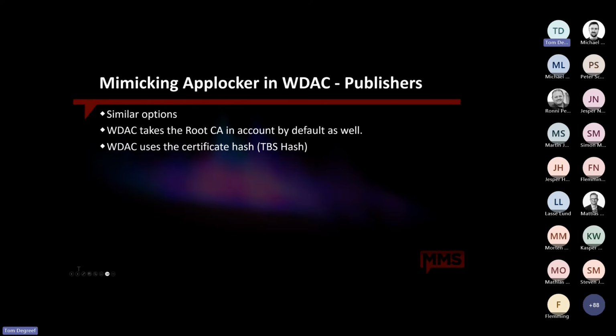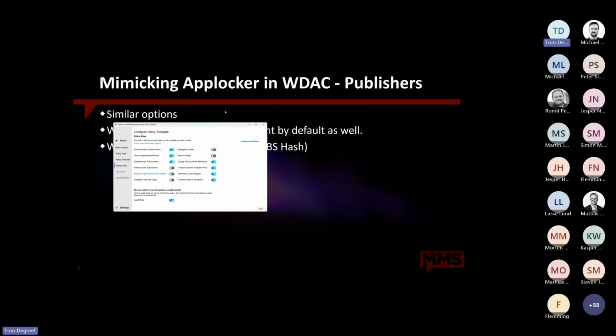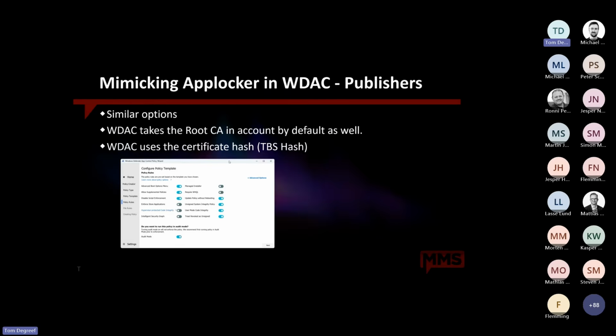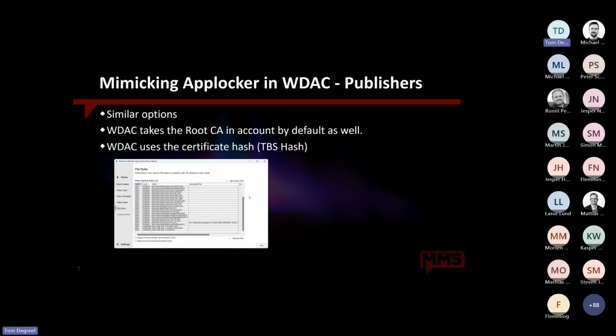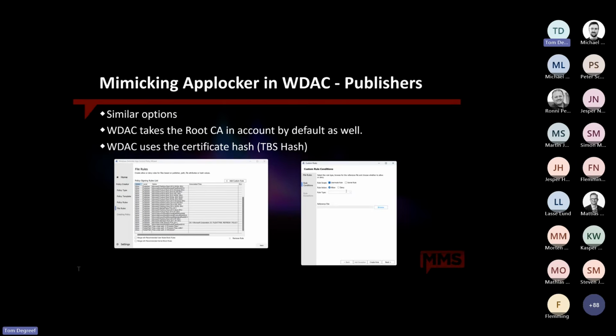That brings us to another part where we often get the question, so how do we make things trusted? How do we allow applications to run? And in AppLocker, most of the time people use publisher rules. You can use the same mechanism in WDAC. So if you go back again to your wizard, you choose, I want to create a publisher rule.